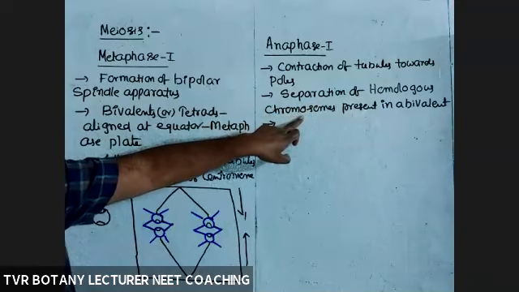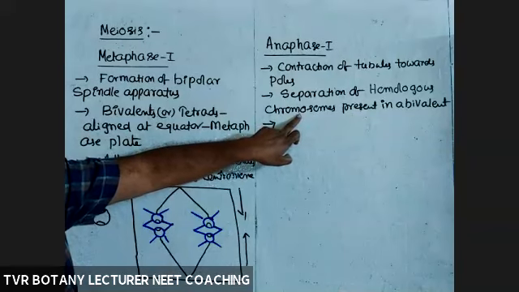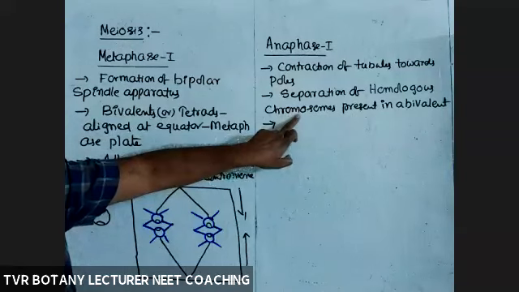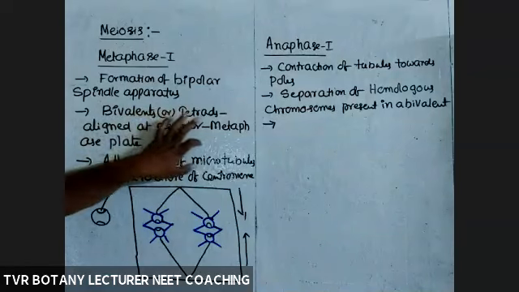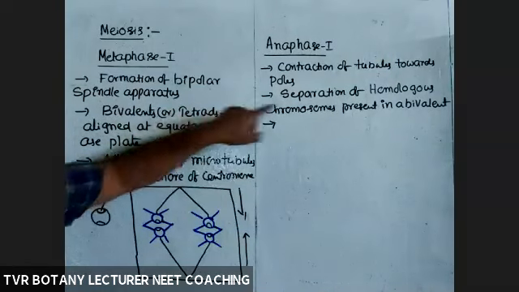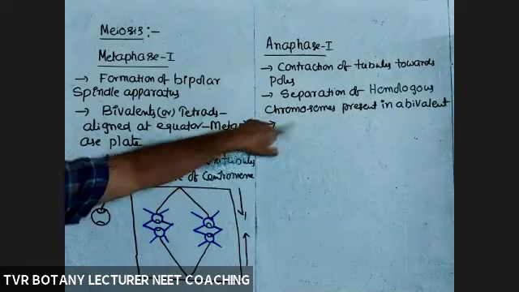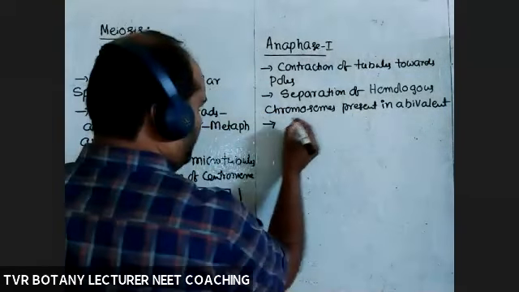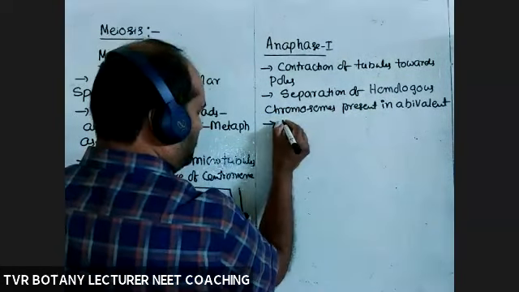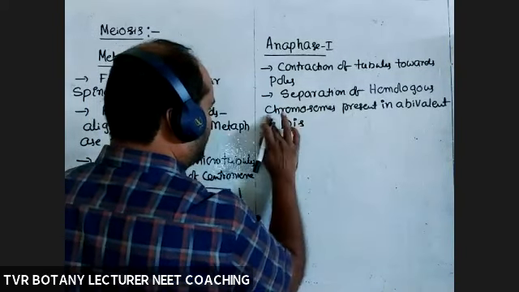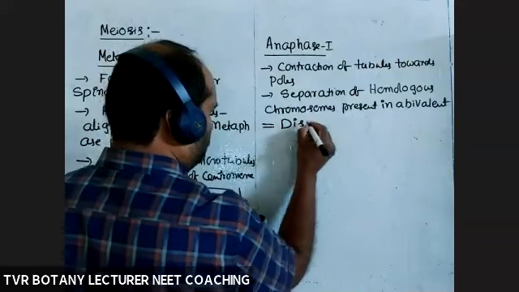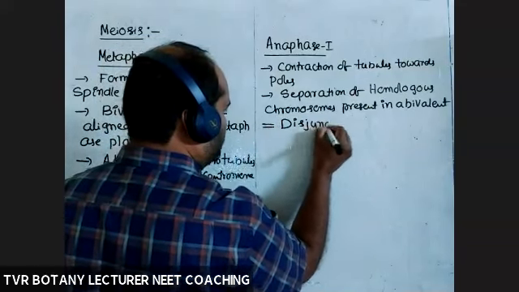Separation of homologous chromosomes present in a bivalent. At the time of sexual reproduction, male and female are paired. After completion of sexual reproduction, male and female are separated in any organism, any species. Like that, mother-father chromosomes, crossing over completed. Now they are separated from each other. That separation of homologous chromosomes is called disjunction. Separation of homologous chromosomes, disjunction.